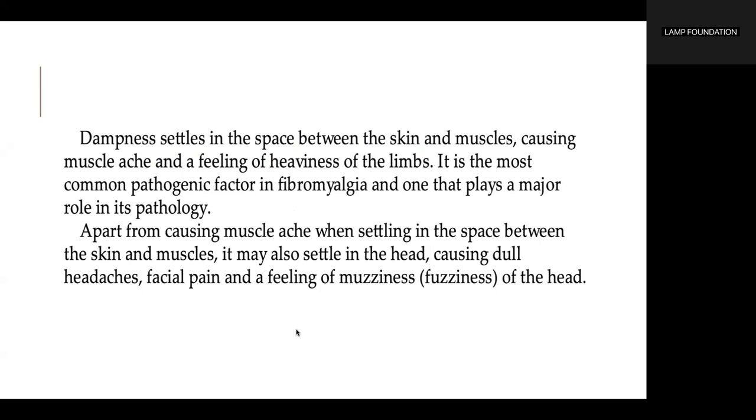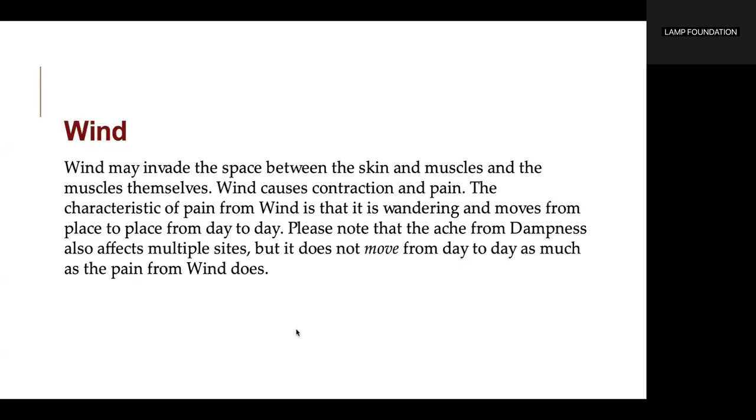the limbs. It is the most common pathogenic factor in fibromyalgia and one that plays a major role in its pathology. Apart from causing muscle ache when settling into the space between the skin and muscles, it may also settle in the head, causing dull headaches, facial pain, and a feeling of muzziness or fussiness of the head.